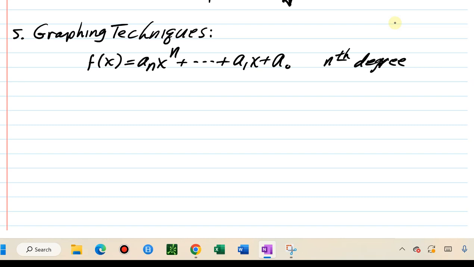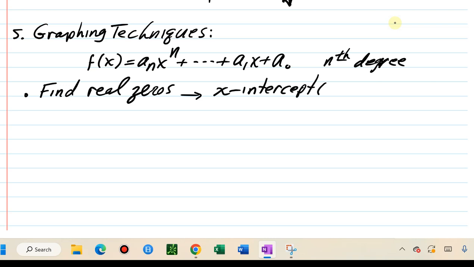Well, if you want to graph, this is in general, we'll have specifics in a moment. But our technique is to find the real zeros. Remember we talked about real zeros in the previous lecture, section 3.3. If you haven't watched that, please watch my lecture in section 3.3, zeros of polynomial functions. So first we need to find the real zeros, real zeros translating to the x-intercept, right? Or intercepts, if there's more than one zero.